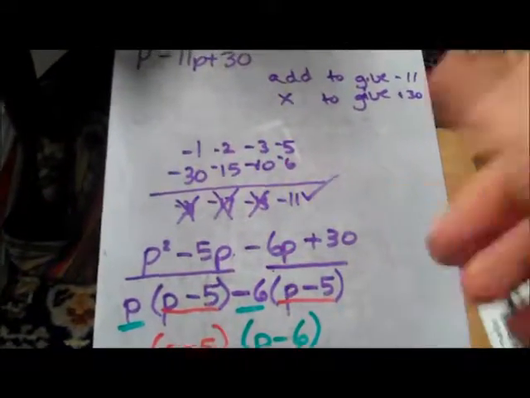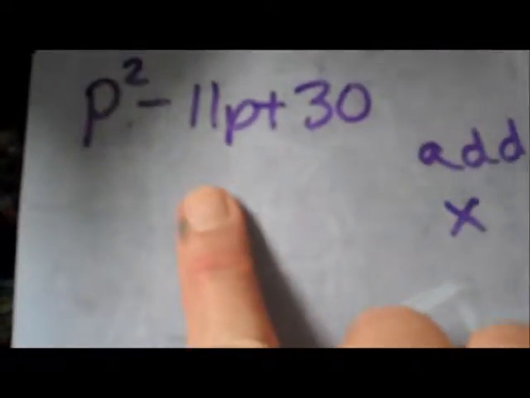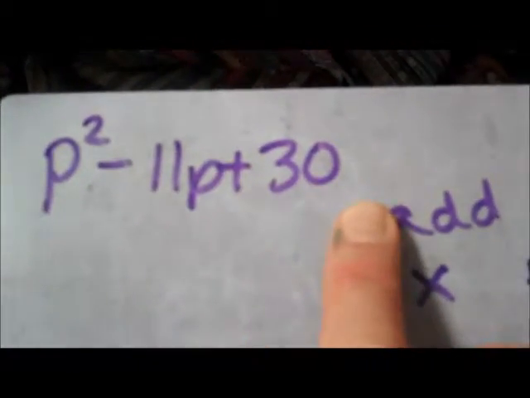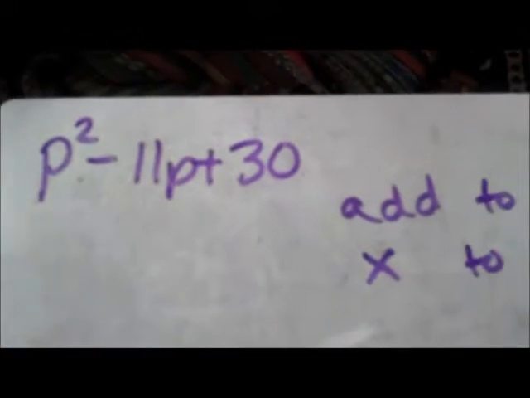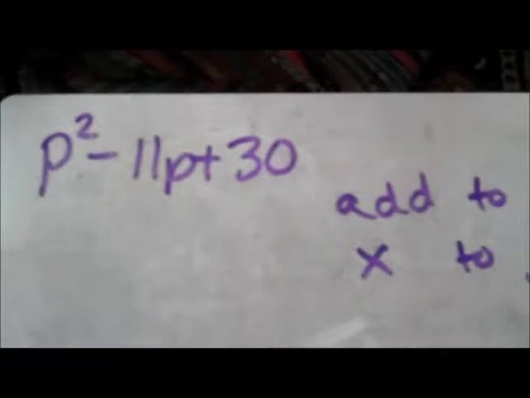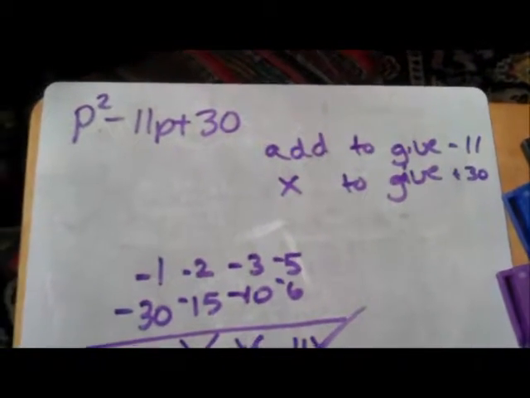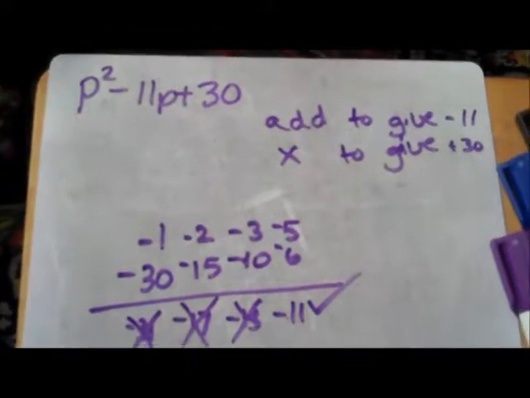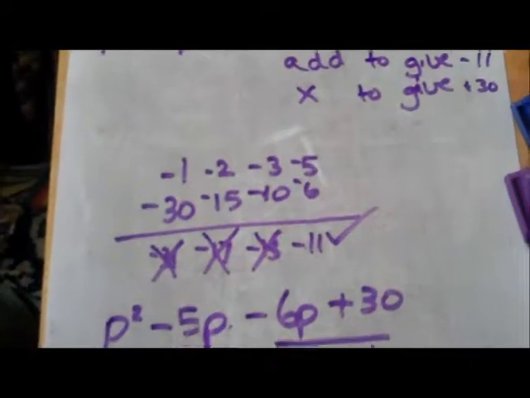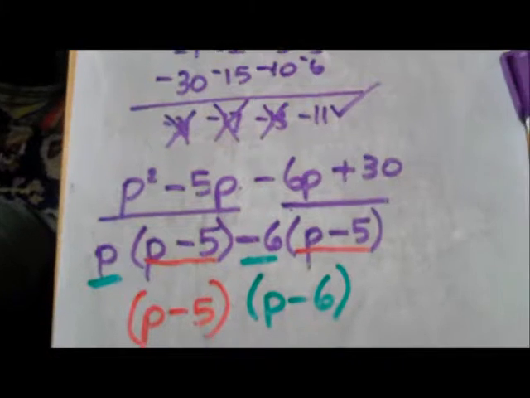So you just ask yourself, what two numbers add to give me the middle term and multiply to give me the last term when this is 1? That's all we're doing at the moment. So which ones add to give the middle term and multiply to give the last term. Go through the factors, rewrite it, and you'll have solved it.